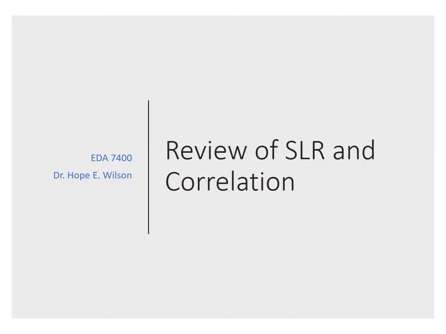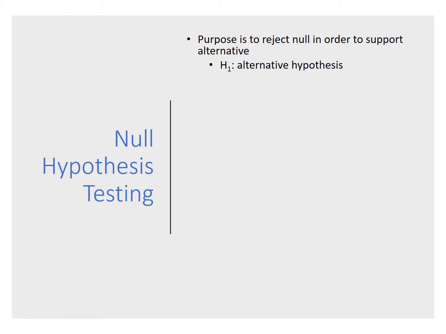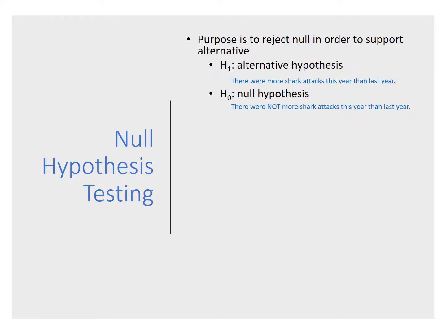So the first thing we'll do is review simple linear regression and correlation from last week. Remember, null hypothesis testing is one paradigm that we use in research, and it can be the way in which one person might frame a research project. So remember, the purpose of null hypothesis testing is to reject the null in order to support the alternative hypothesis. So the alternative hypothesis might be that there were more shark attacks this year than last year, and our null hypothesis would be that there was not more shark attacks this year than last year.